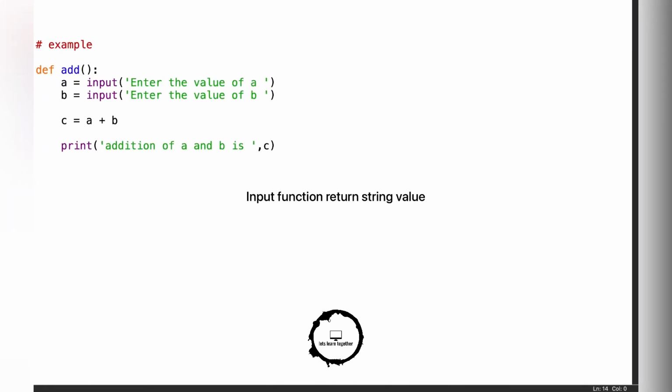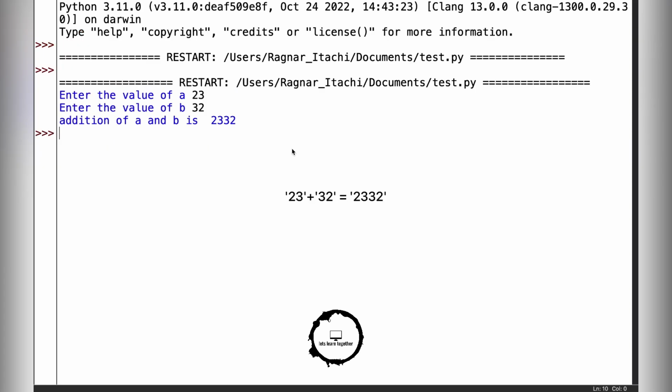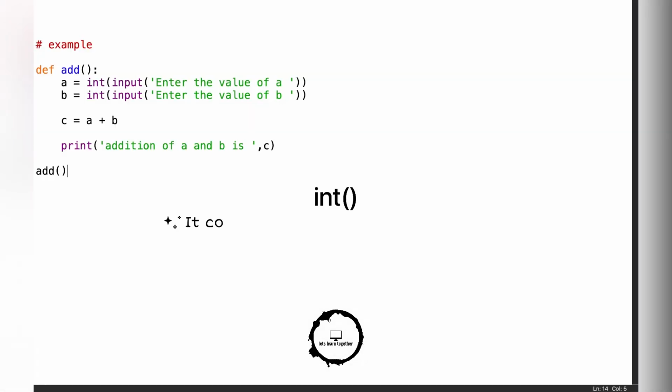Because the default input value is string, it adds two strings. To take the value as integer, we use the int function. It converts the string to integer. Now run this code.